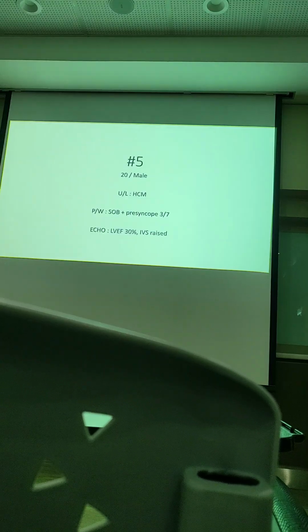Okay, number 5. 20 years old male, hypertrophic cardiomyopathy, presented with SOB, PCH for 3 days. Echo EF 30% and IBS raised because of the PCM.